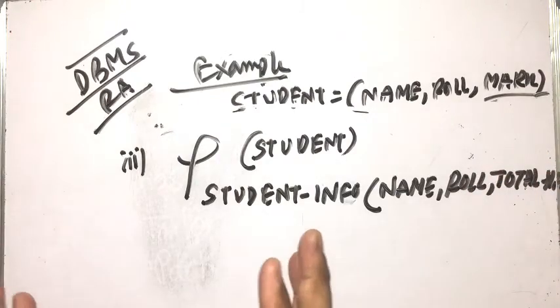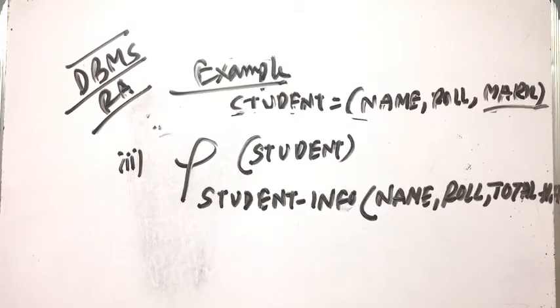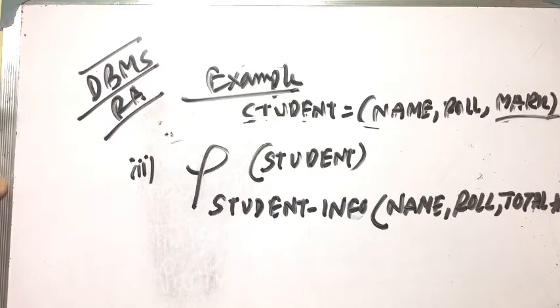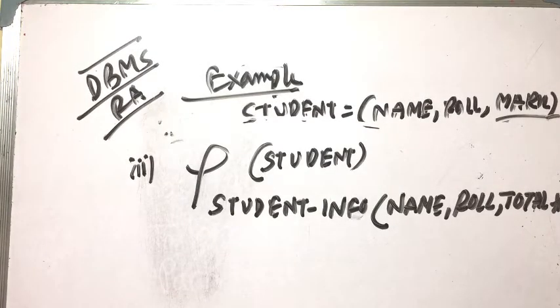So these are the examples of the rename operator. The rename operator is a unary operator. It requires only one relation. Rename means renaming attributes. We can rename the attribute name, the table name, or both. These are the different syntaxes. The name of the operator is rho, R for rename, and these are the examples of the rename operator.